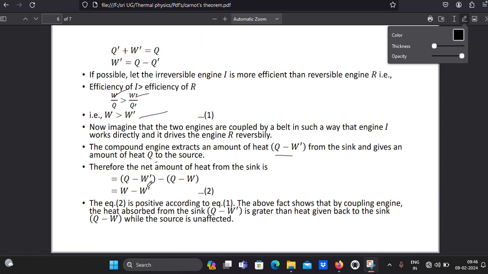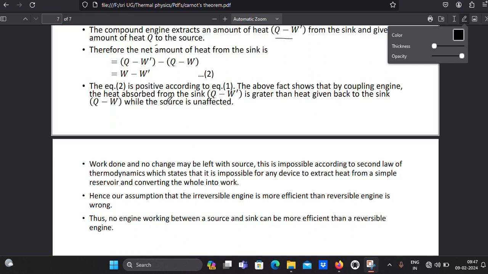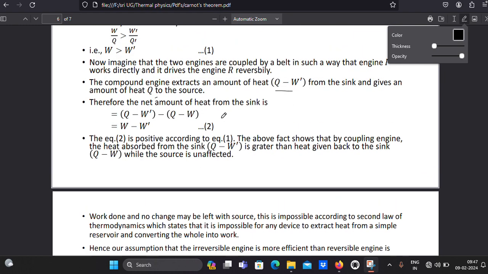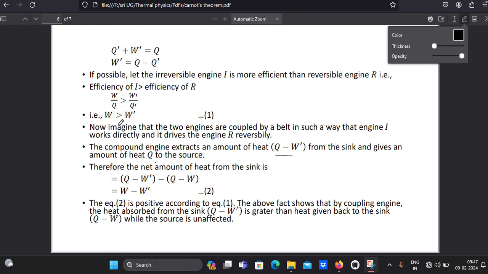Now let this be equation number 2. Equation 2 is positive according to equation 1. The above fact shows that by coupling the engines, the heat absorbed from the sink is Q minus W dash. Once again, equation 2 is positive according to equation 1. Why is it positive according to equation 1? Here W is greater than W dash. That means this value is greater than this value, so this value is more and this value is less. More minus less is always positive. That is why it is positive.